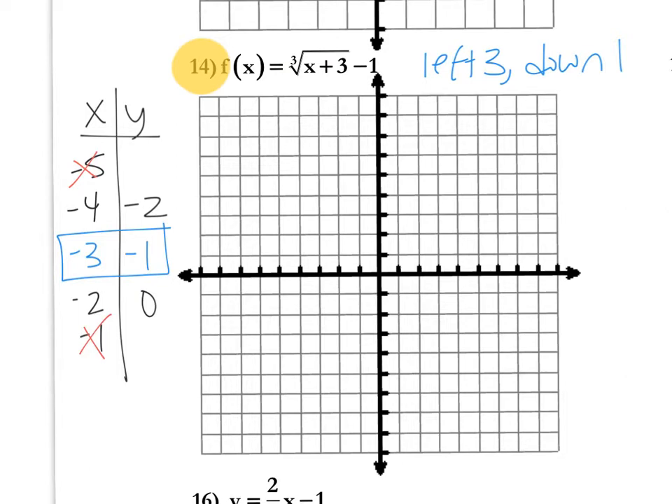What plus 3 gives you 8? Because you know that you can cube root 8 very evenly. So that can be 5. If I plug in 5, that means it's the cube root of 8, which is 2, minus 1 is 1.